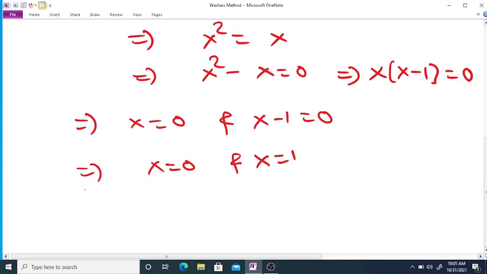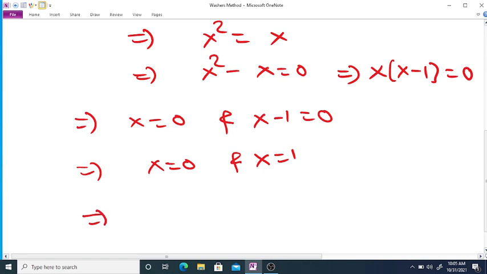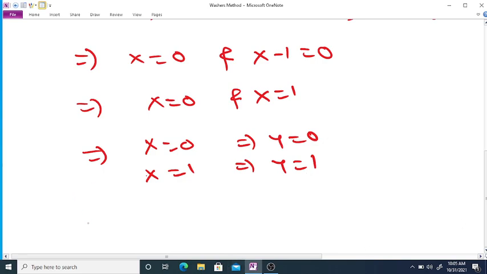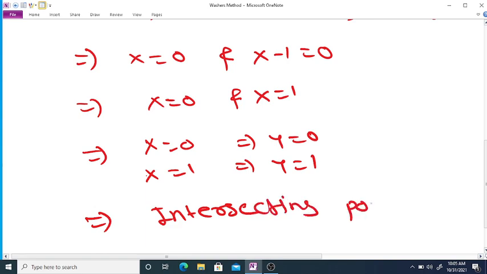Now if x is equal to 0, then y is also 0. Since y is equal to x, if x is equal to 1, then y is equal to 1, and therefore the intersecting points are (0, 0) and (1, 1).